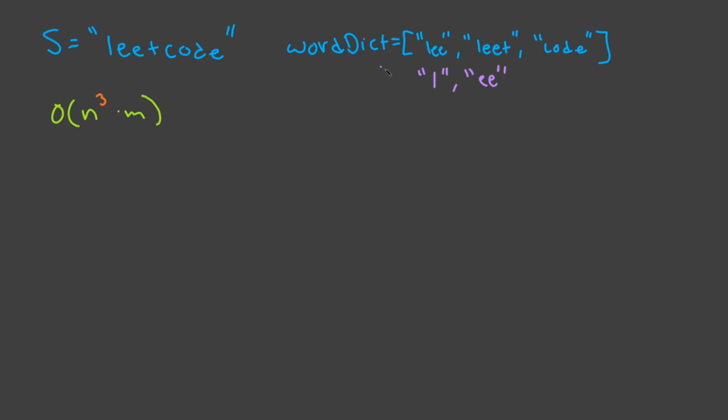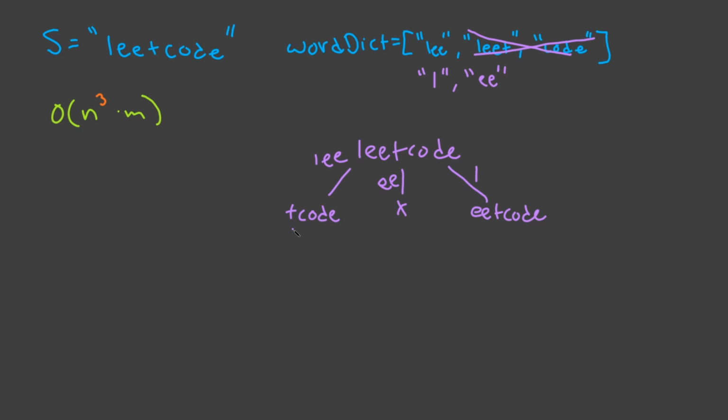Here I've added 2 extra words to our dictionary, "l" and "ee", and I'm going to show you why we should use dynamic programming. So I'm going to get rid of these 2 words because they're not really necessary for now, and our algorithm currently is to have our word and use our words from the dictionary to see the first 3 strings. So we would have "lee", "ee", and "l". And from "lee", we see we have a match. So we're going to be left with "tcode". And then for "ee", there's no match. And then for "l", there is a match because that is the first letter there. And we're going to be left with "eetcode". And now we can keep going.